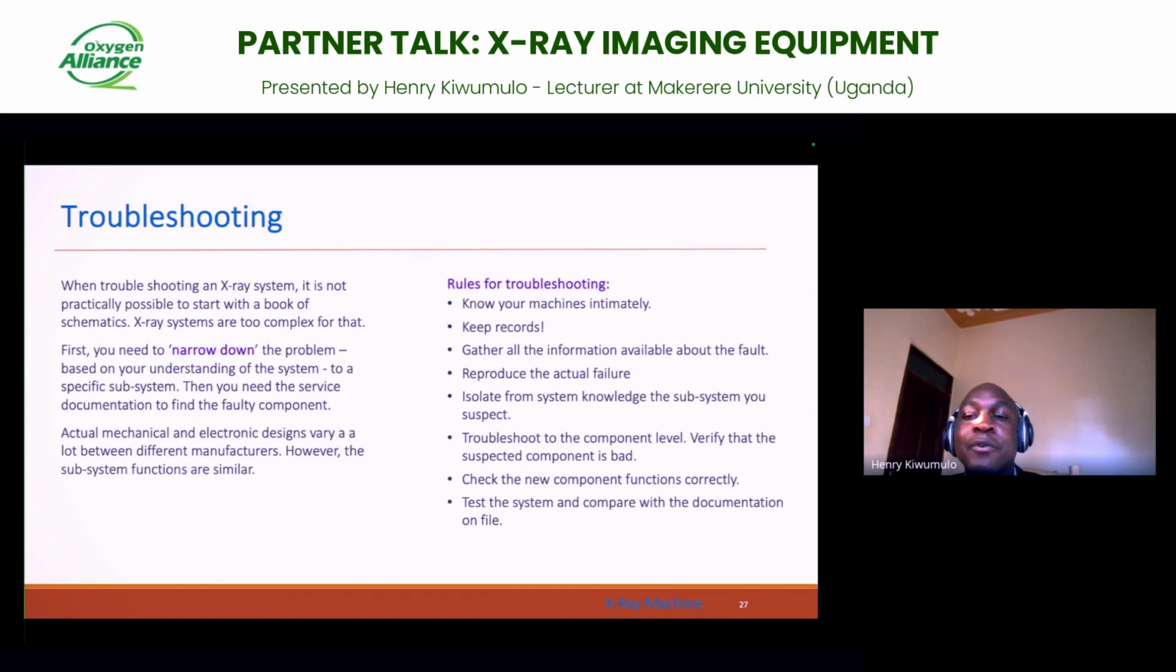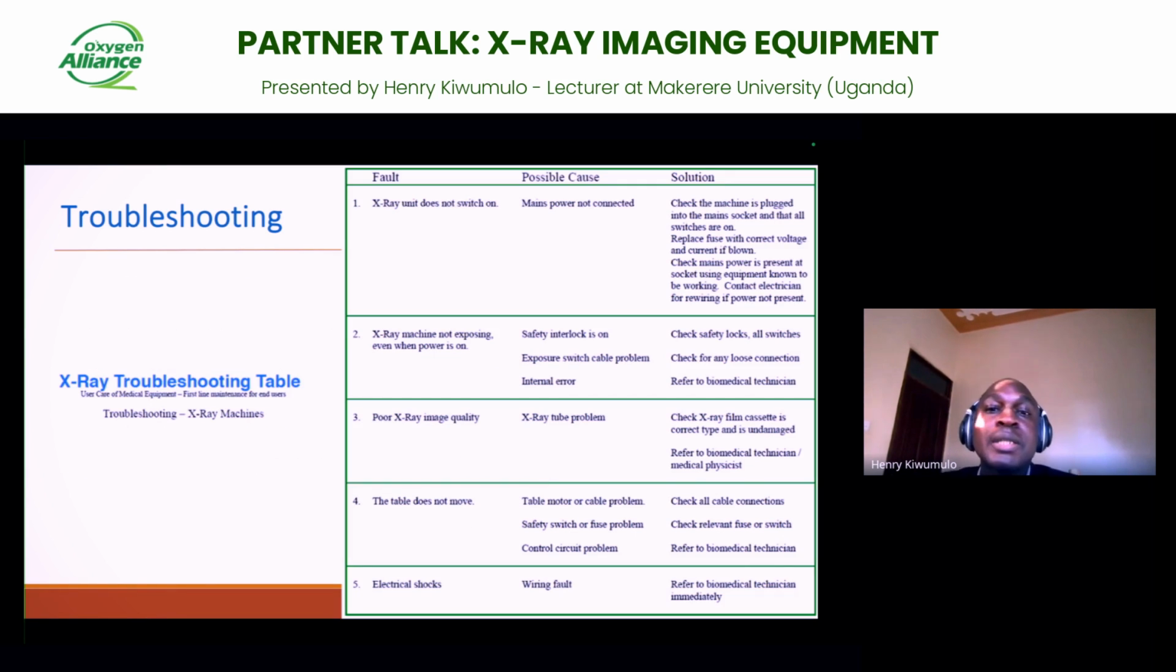Isolating from the system knowledge the subsystem you suspect, troubleshooting at the component level, verify that the suspected component is bad, check the new component functions correctly, test the system and compare with the documentation file. So these are generic rules. Of course, people have adopted different methods, but these are also quite handy in addition to what others have, to at least help in the troubleshooting procedure.